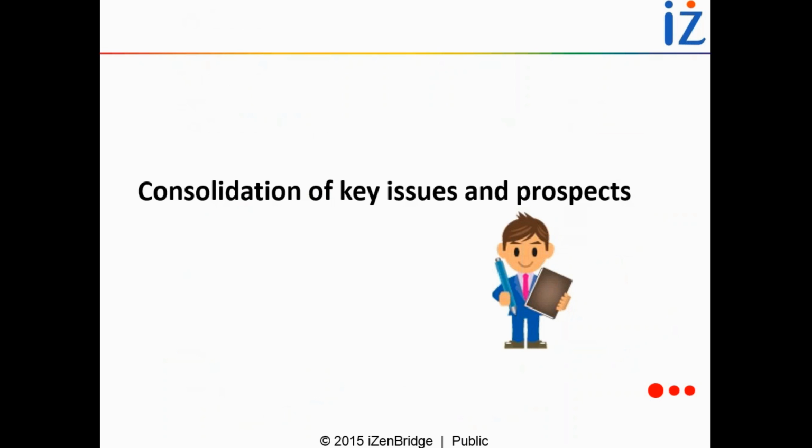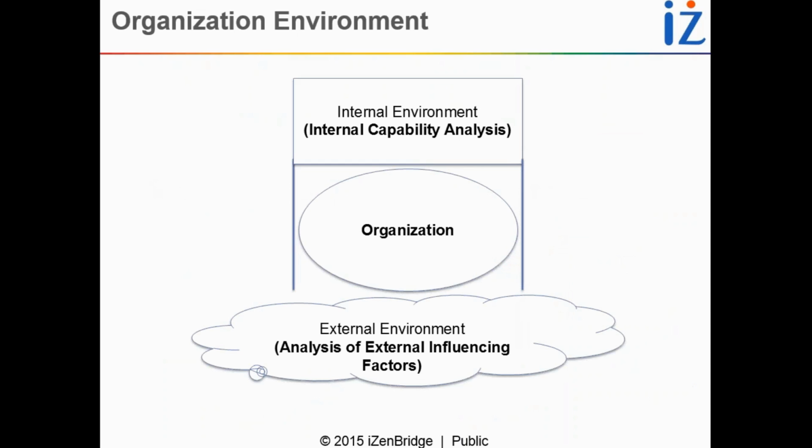Now, how to consolidate key issues and prospects using SWOT? The organization lives in the environment, and it is important to scan both internal and external environmental factors. Key areas of internal capabilities are identified. What could be the key areas of internal capabilities? It could be related to the resources, both tangible and intangible. For example, tangible resources could be human resources and the financial stability of the organization in terms of loans and credits, and intangible resources could be the well-integrated knowledge base in order to run the organization, and brand value. These are the intangible internal resources.